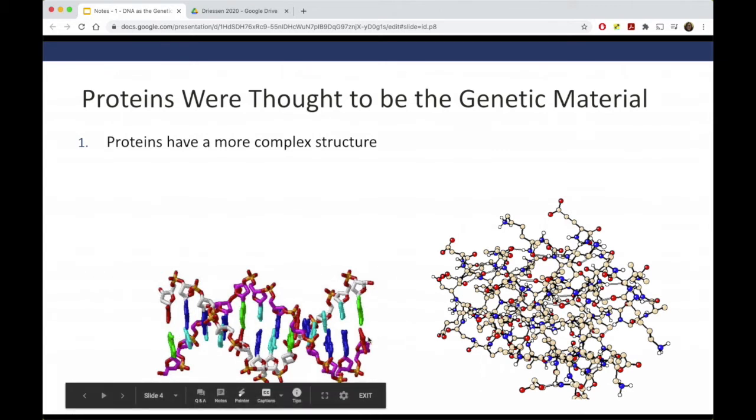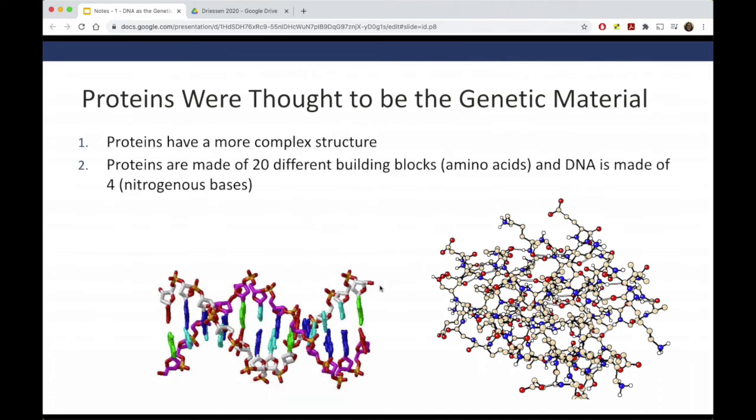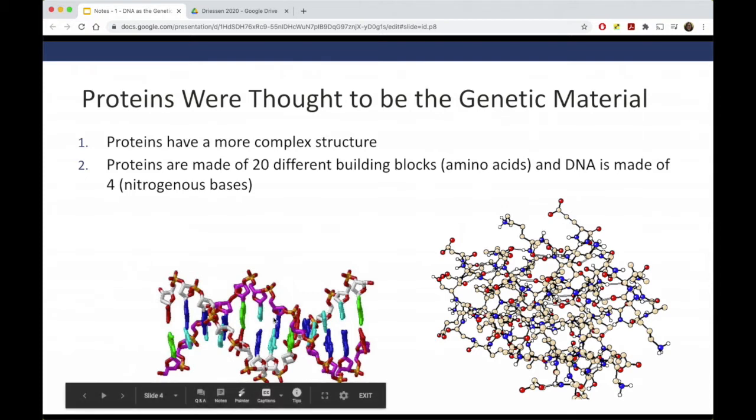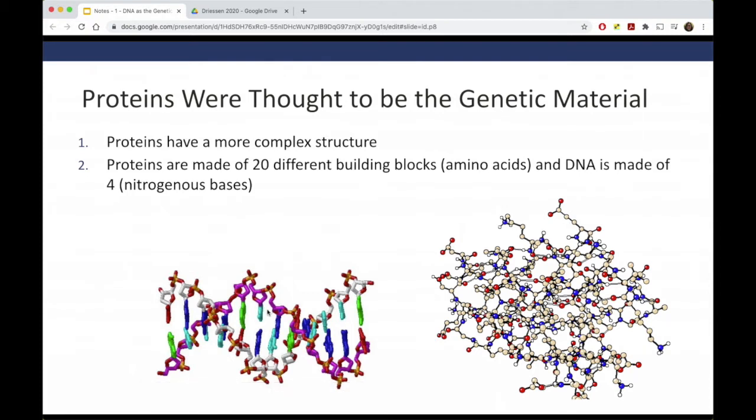And I will pose here that they don't quite know the structure yet at this point, but they have an idea of just how simple this molecule is relative to proteins. They also realized that proteins are made of 20 different building blocks called amino acids, whereas DNA is only made of 4. And so they thought that, well, DNA is a pretty simple structure with simple building blocks. So, our genetic information is really complex, and therefore proteins are more likely to be the case.